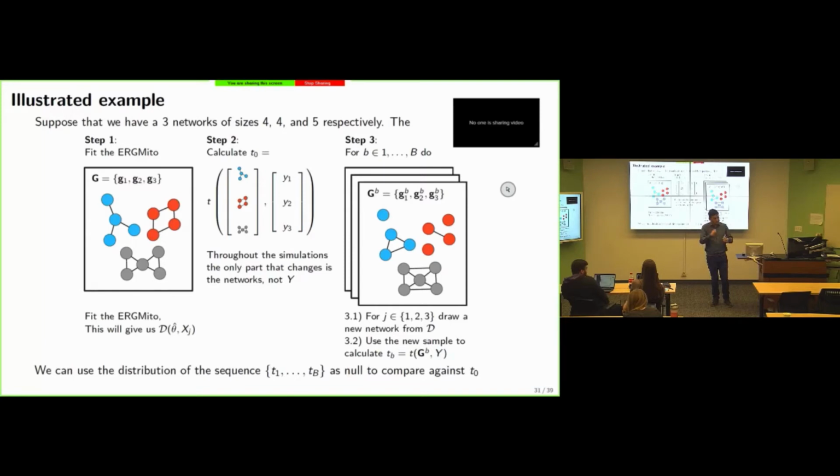When you're sampling them, the idea is that you get a set of networks that are somewhat similar to the observed one. It should be, in principle. But if it's not, then it means that I have a bug in my code.